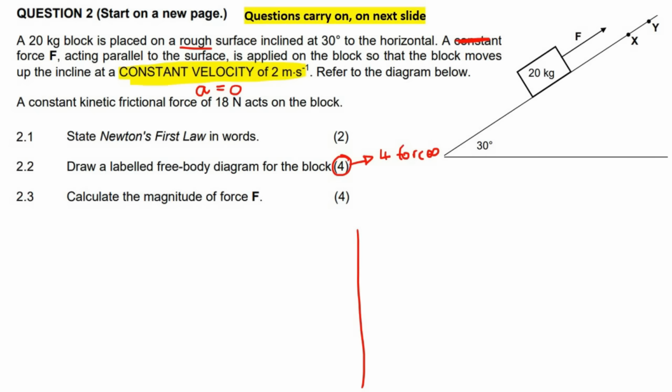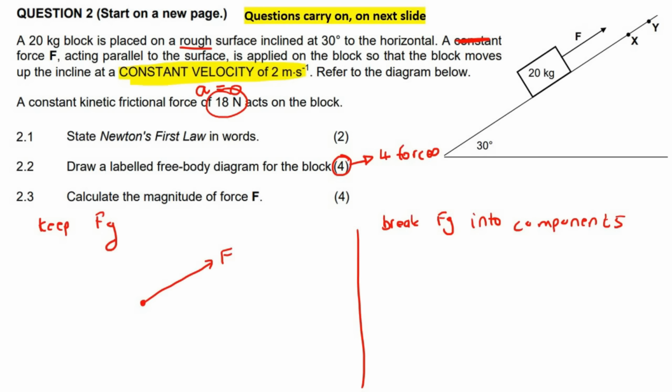The first option is that you keep Fg, okay? And then the second option is that you break Fg into components. Both of them are correct. So if we keep Fg as it is, then we're going to have an applied force. We'll say F. Then there is friction. They did tell us that.